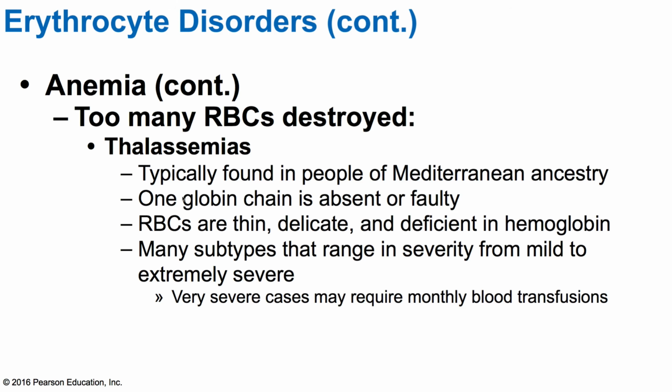So if you remember, globin has 4 chains to it, 2 alpha and 2 beta chains. In thalassemia, one of the globin chains is either faulty or absent, so the red blood cells are thin, delicate, and deficient in hemoglobin. Now there's many subtypes of it that range in severity from mild to being extremely severe. And in very severe cases, the treatment may require monthly blood transfusions.